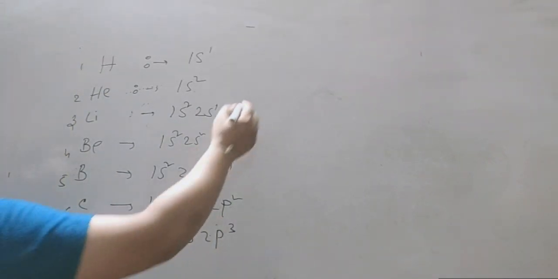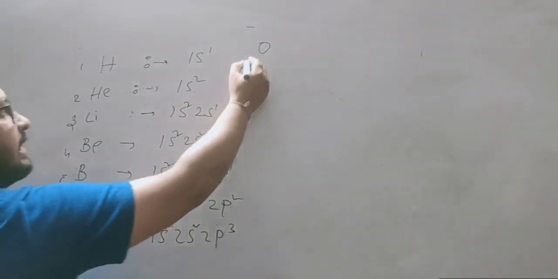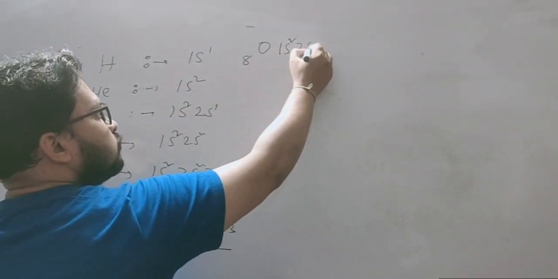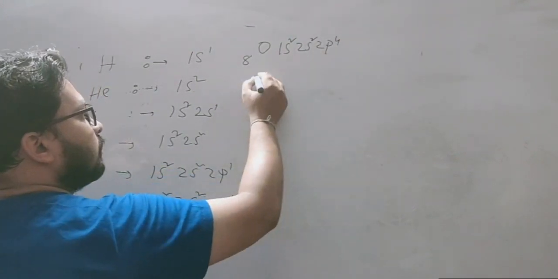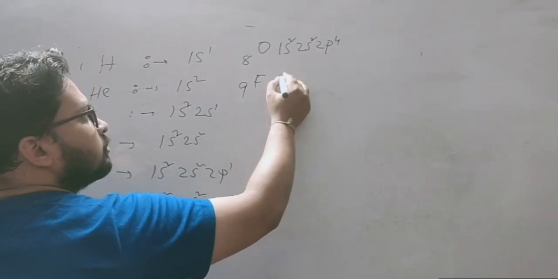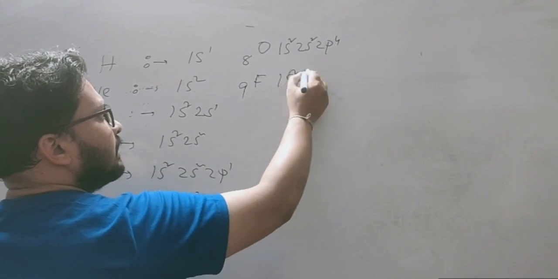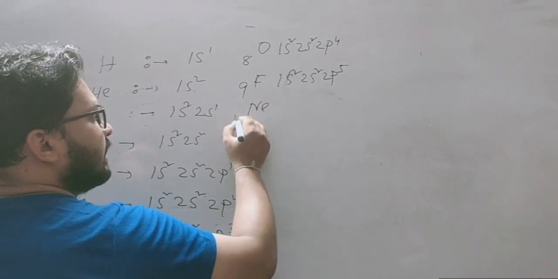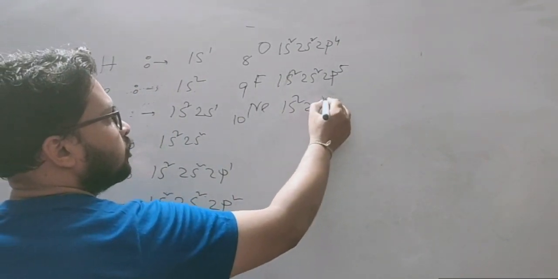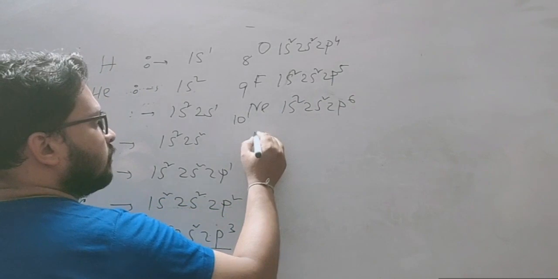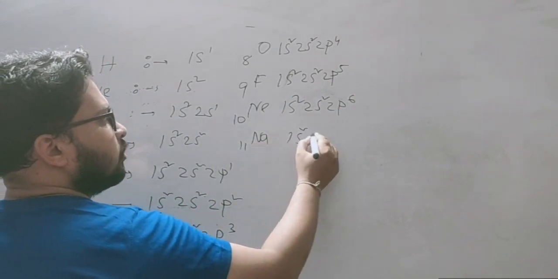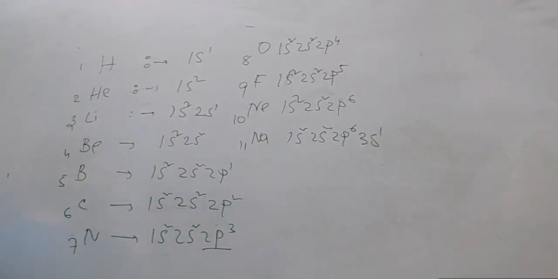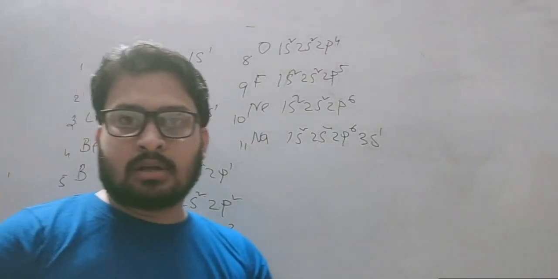For oxygen, 8: 1s2, 2s2, 2p4. For fluorine, 9: 1s2, 2s2, 2p5. For neon, 10: 1s2, 2s2, 2p6. For sodium, 11: 1s2, 2s2, 2p6, 3s1. 2p6 is the limit.